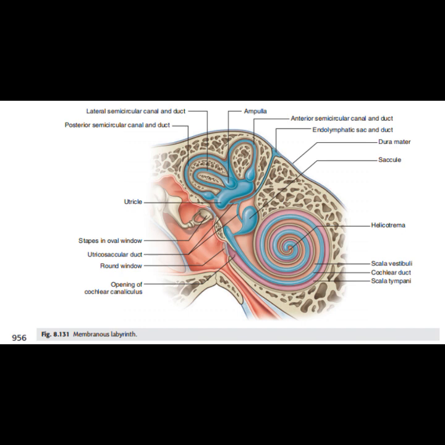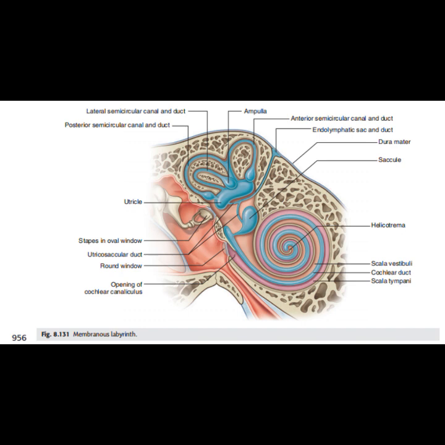Organs of balance. Five of the six components of the membranous labyrinth are concerned with balance. These are the two sacs, the utricle and the saccule, and three ducts, the anterior, posterior, and lateral semicircular ducts.